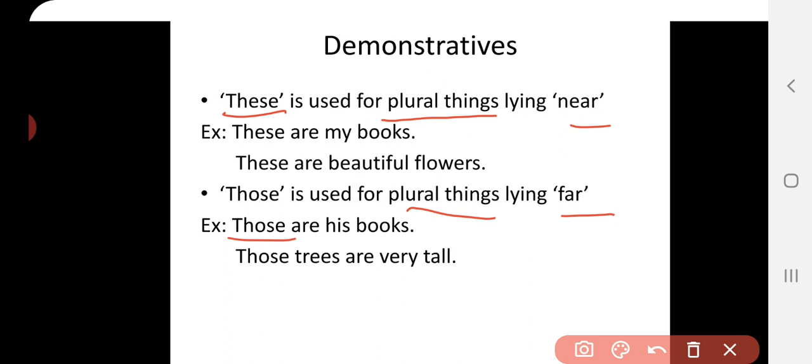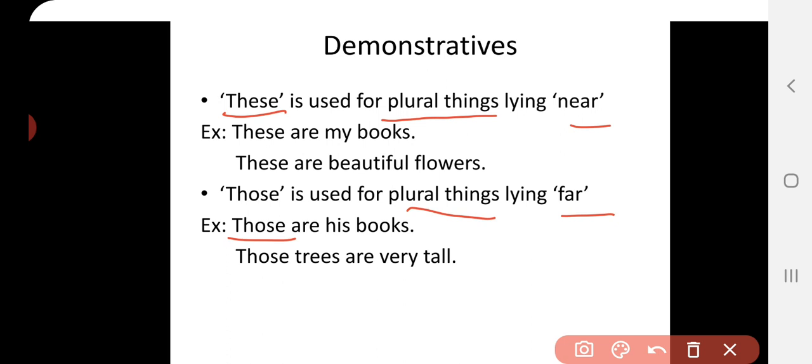And those is used for things lying far. Those are his books. If there was a singular book, we use that is his book. But if there is more than one book, then I'm using those are his books because the books are far away from the speaker. Those trees are very tall. You are referring to the faraway trees, pointing out and showing me that those trees are very tall. So that's about the demonstratives.